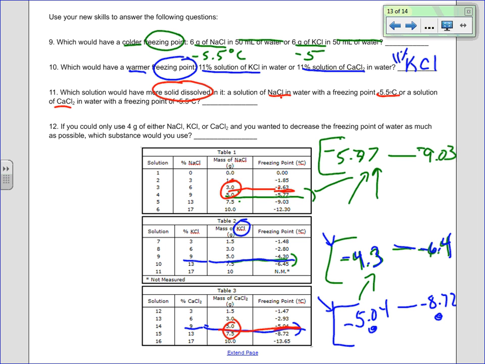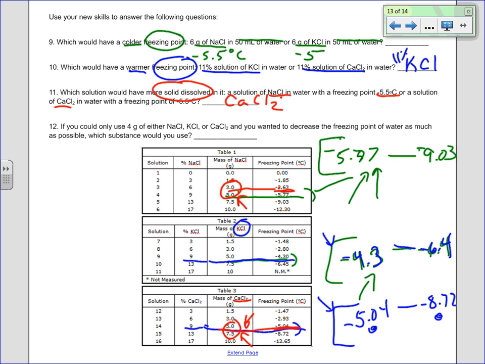You don't even have to do the math interpolation here to see that this one down here, the range is already higher. So we know that you have to add more there than you would there to get to the same temperature. So which solution would have more solid dissolved in it? Well, that would be the CaCl2, because with this number here, it's significantly larger. All right, so that would be CaCl2. And again, these can be tricky because you're probably doing 3 or 4 things to try to determine the answer.